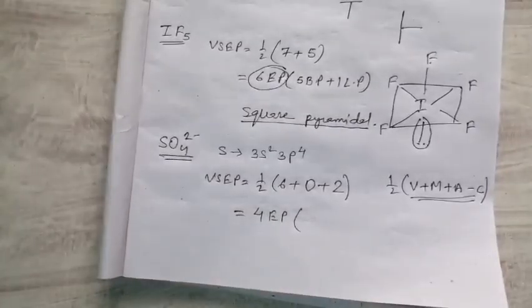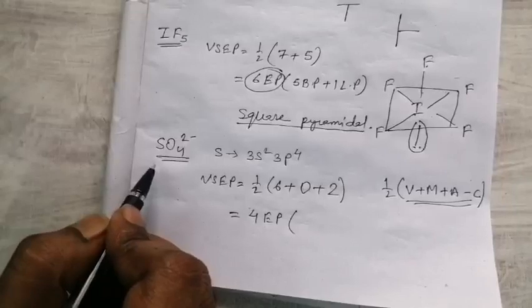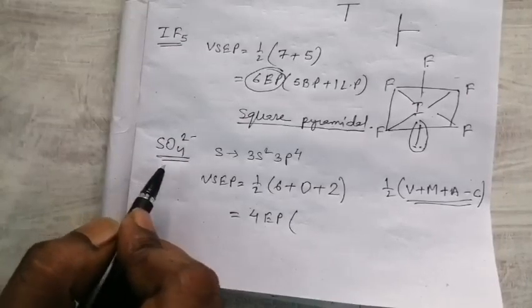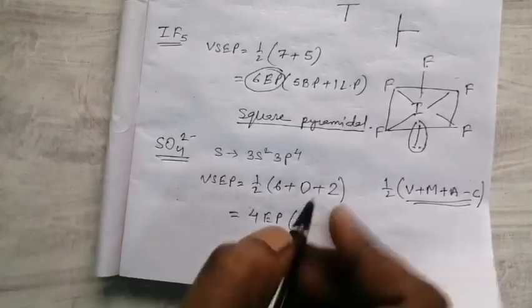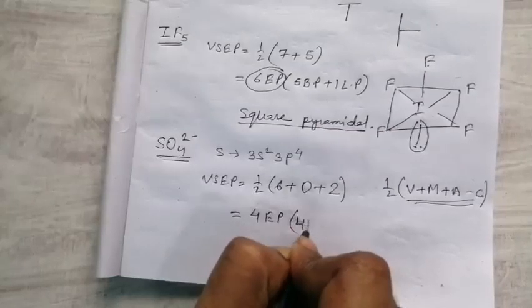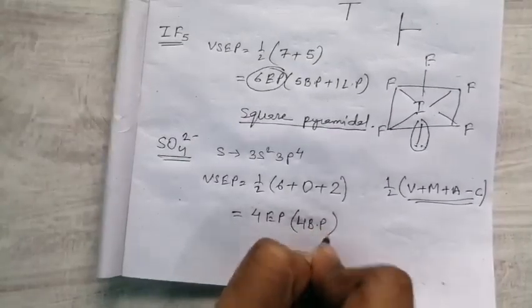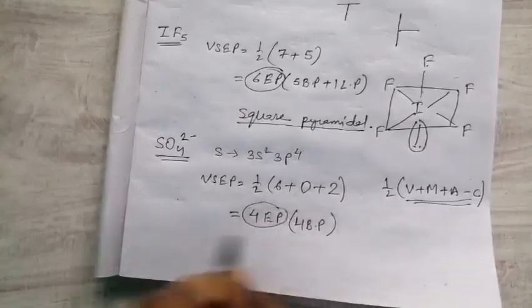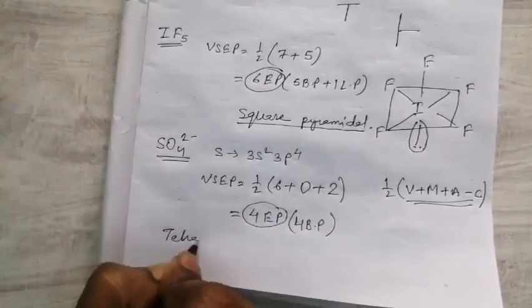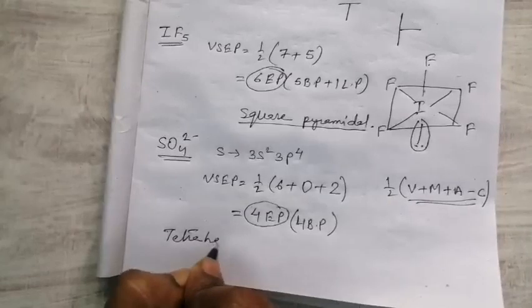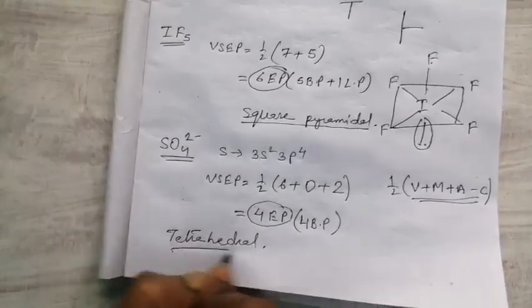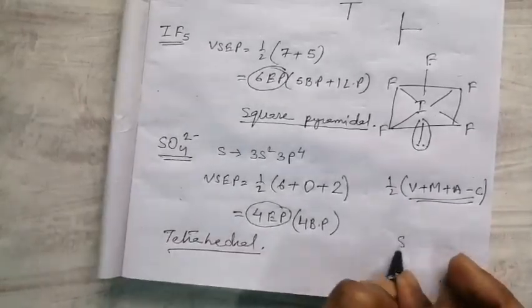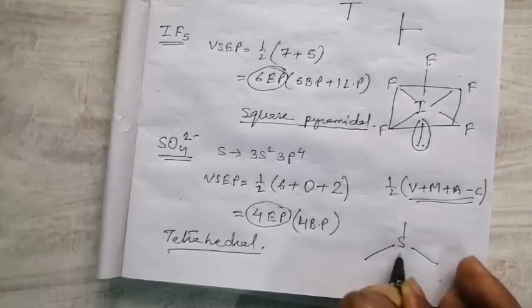Now this 4 electron pair, sulfur is forming how many bond? It is forming 4 bond with 4 oxygen atom. That means 4 bond pair. There is no lone pair. So when there is no lone pair, the geometry of the molecule will be definitely tetrahedral. Tetrahedral. So tetrahedral molecule, it looks like this.